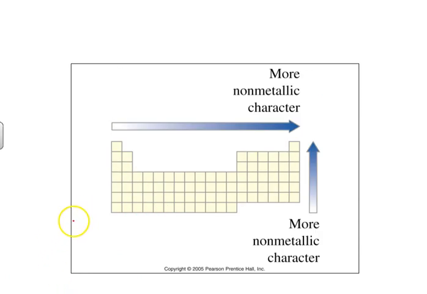Non-metallic character would be all the opposite properties. So I'm not going to spend much time on this, but we'll find that the most non-metallic elements are up here, whereas the least, which makes sense if you see metallic character, non-metallic character would be exactly the opposite.